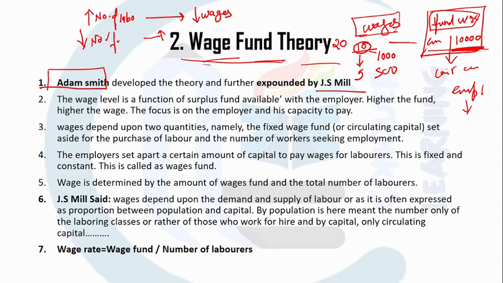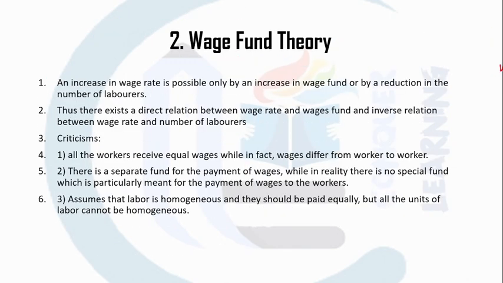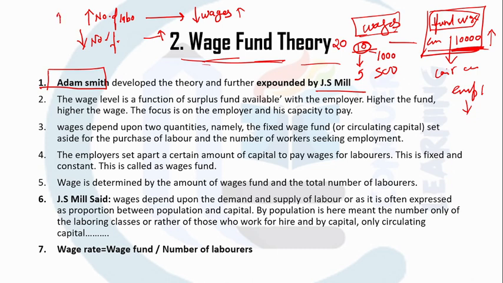And the employer keeps on giving the wages to the employees from this particular fund. So there is a direct relationship: if the fund increases, the wages would increase. If the fund decreases, the wages would decrease. And if the labor increases, wages would decrease. And if the labor decreases, wages would increase. That is the wage fund theory.